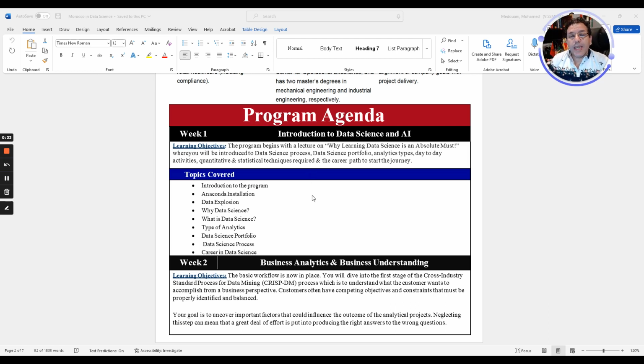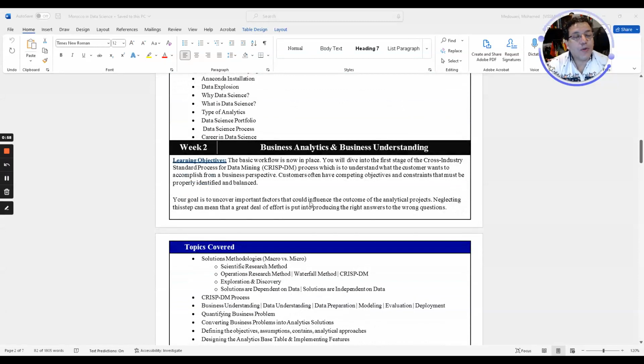So now we are in week number 5 and session number 1. Let's go through very quickly what we have covered so far from the helicopter view. In week 1, it was an introduction to the program, and we also learned why we need to become a data scientist. Then we moved into week number 2, and we learned about the first phase of CRISP-DM, which is the methodology that we'll be using in the program, and also a methodology best known for analytics.